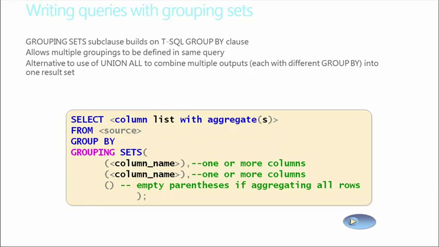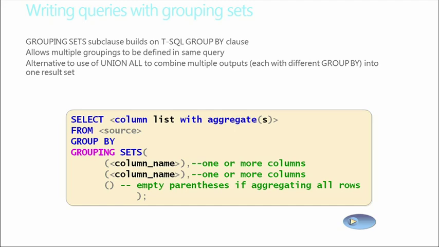If you've got unnormalized data, it's a little bit easier to get that content out and slice and dice it the way you want, because it wasn't populated correctly in the first place. But writing queries with grouping sets, a subclause that builds on your T-SQL GROUP BY clause, allows us to create multiple groupings. An alternative use is UNION ALL, which was demonstrated earlier on.